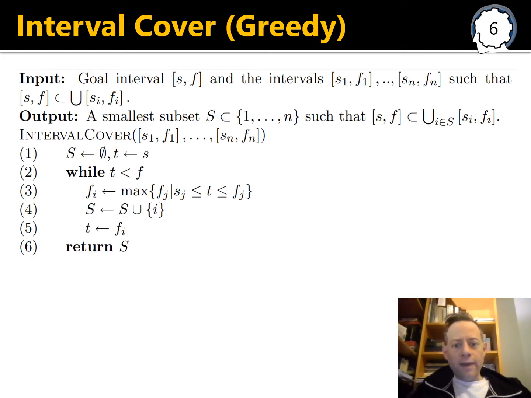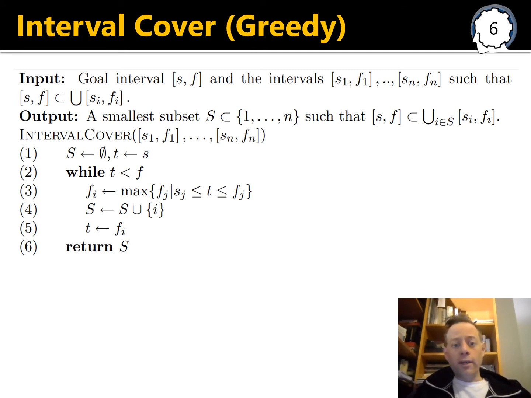Okay, so after that quick introduction to some of the most important basic data structures, we will now see some examples of a greedy algorithm and dynamic programming. So the first important problem that we will cover is the interval cover problem.